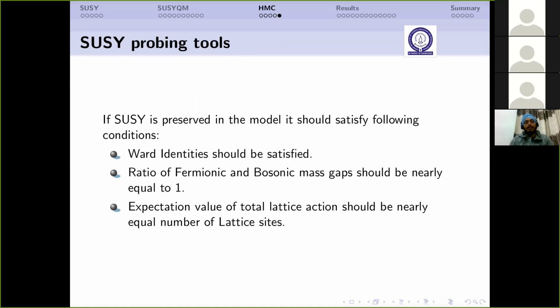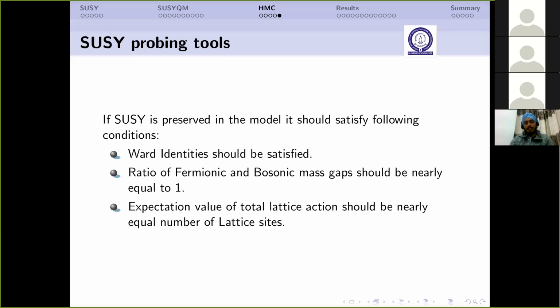If it is nearly equal to 1, we say that supersymmetry is preserved. If it is not equal to 1, we say that there is a supersymmetry breaking effect there. Also, in the literature, one interesting thing we saw is that the expectation value of the total lattice action should be nearly equal to the number of lattice sites. Whenever there is supersymmetry breaking, that total action goes away from the number of lattice sites.